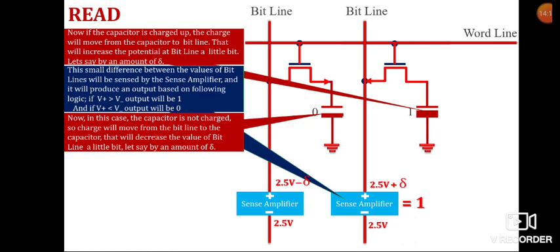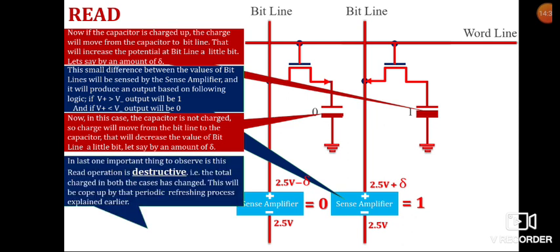Okay, again this will be sensed by the sense amplifier, and the sense amplifier will produce the output according to the same logic I have told you. In this case, V minus is greater than V plus, that is why your output will be 0. And we have stored 0 in the capacitor. That is how we have read the 0. Okay, so this is the read operation of this DRAM.